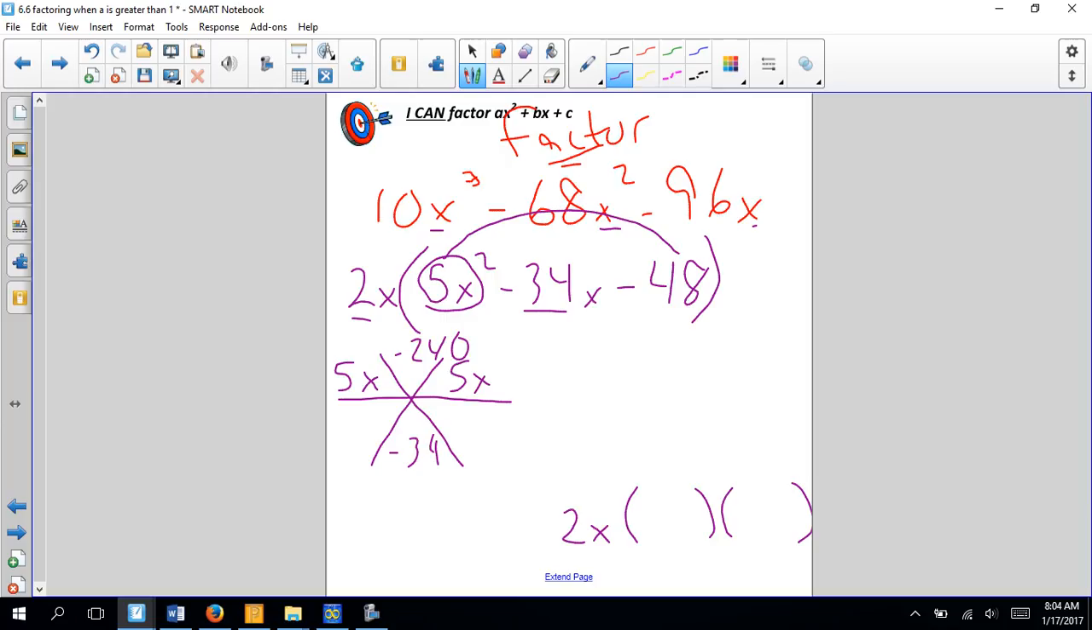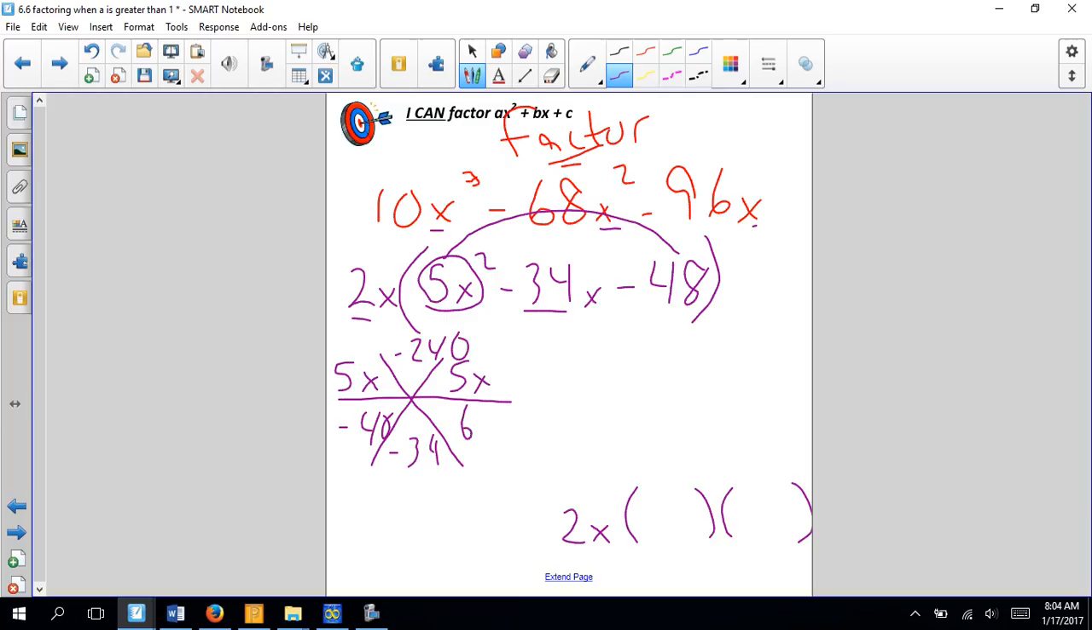If I press second graph, it's going to take me to the table, and that table has every single factor that goes into 240. So in this case, I see 1 and 240, 2 and 120, 3 and 80, 4 and 60, 5 and 48, 6 and 40. I know that 6 and 40 has to be it in some way, and it's got to be a negative, so it's got to be a negative 40 and a positive 6.